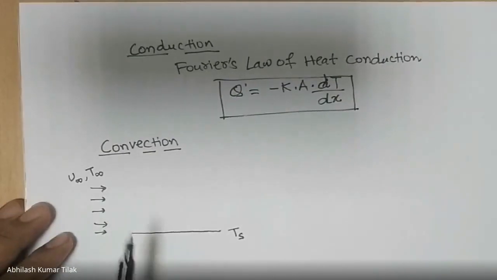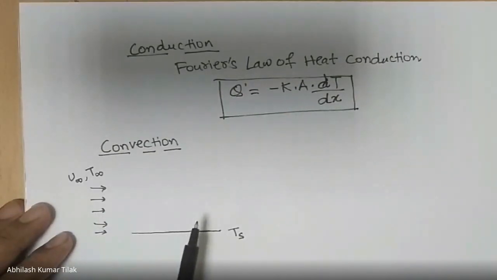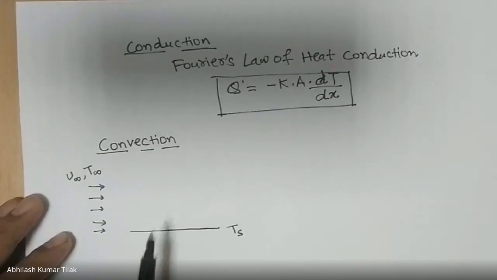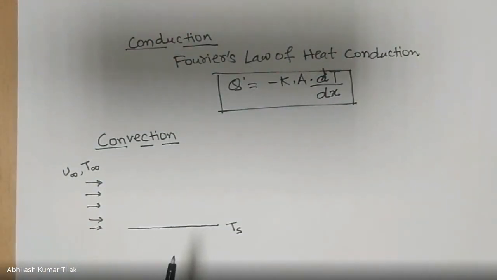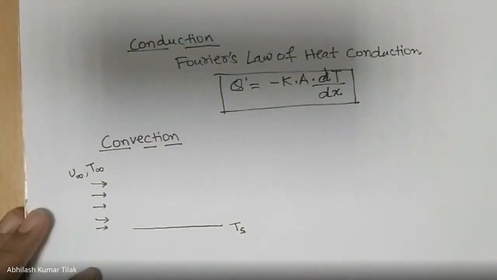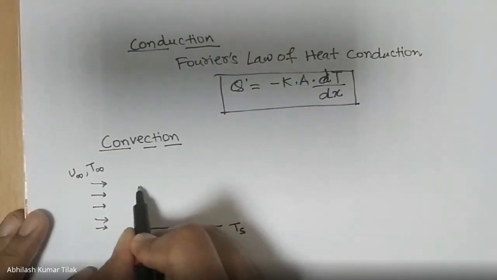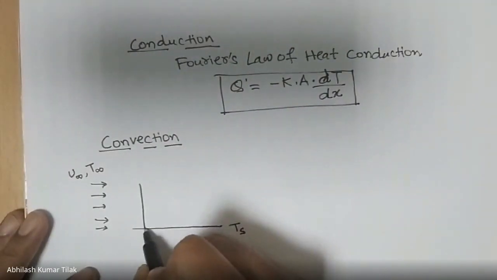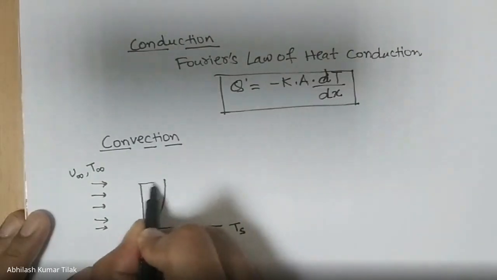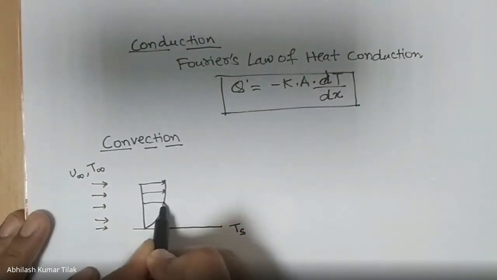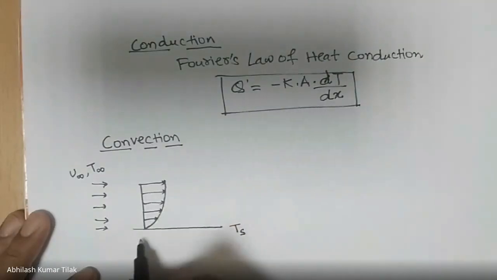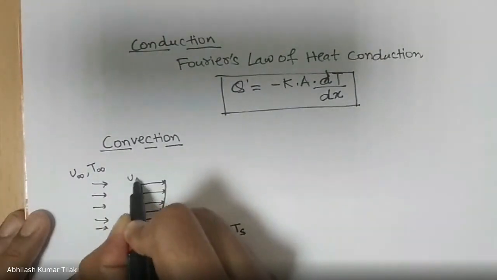So when a fluid flows over this hot surface, because of the fluid and surface interaction, one layer of the fluid sticks to the surface and attains zero velocity because of the viscous effects. If I draw the velocity profile here, u goes from 0 to u infinity.